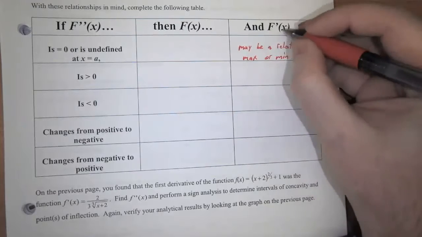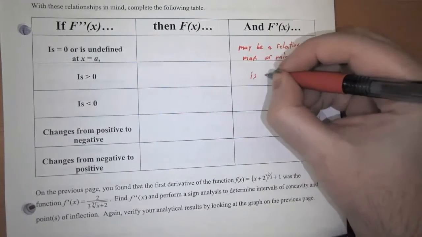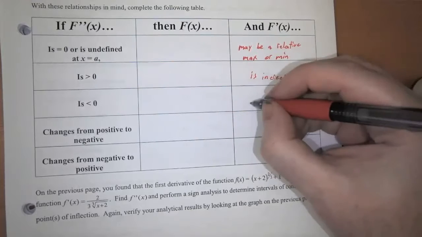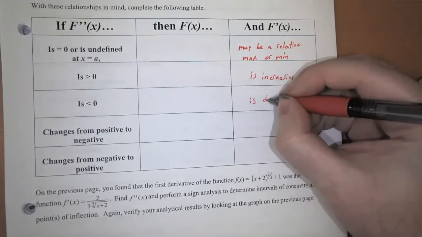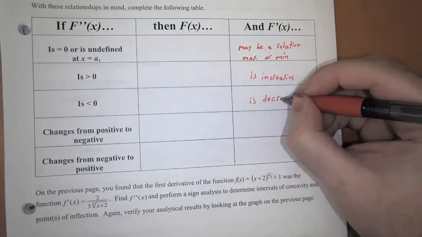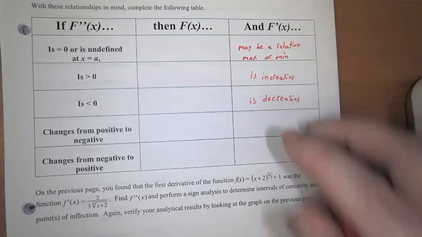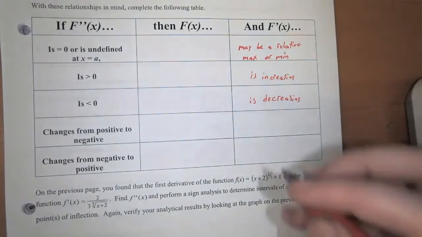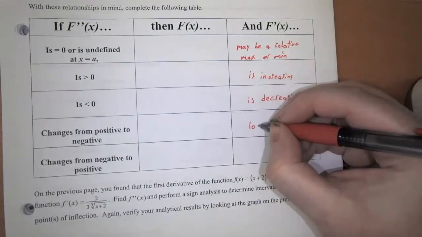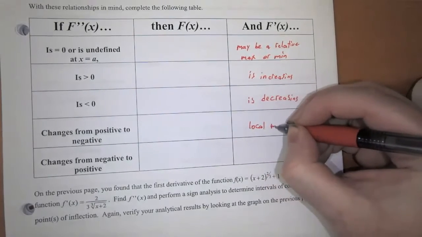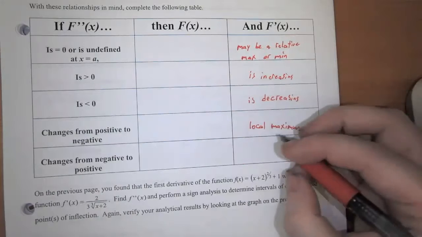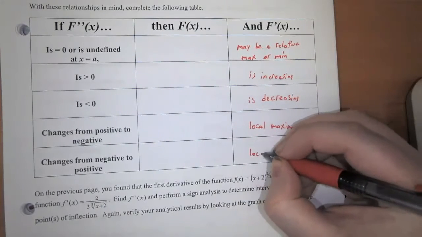If it's greater than 0, then the first derivative is increasing. If it's less than 0, then the first derivative is decreasing. And if it changes from positive to negative, then it's a local maximum. And if it changes from negative to positive, it's a local minimum.